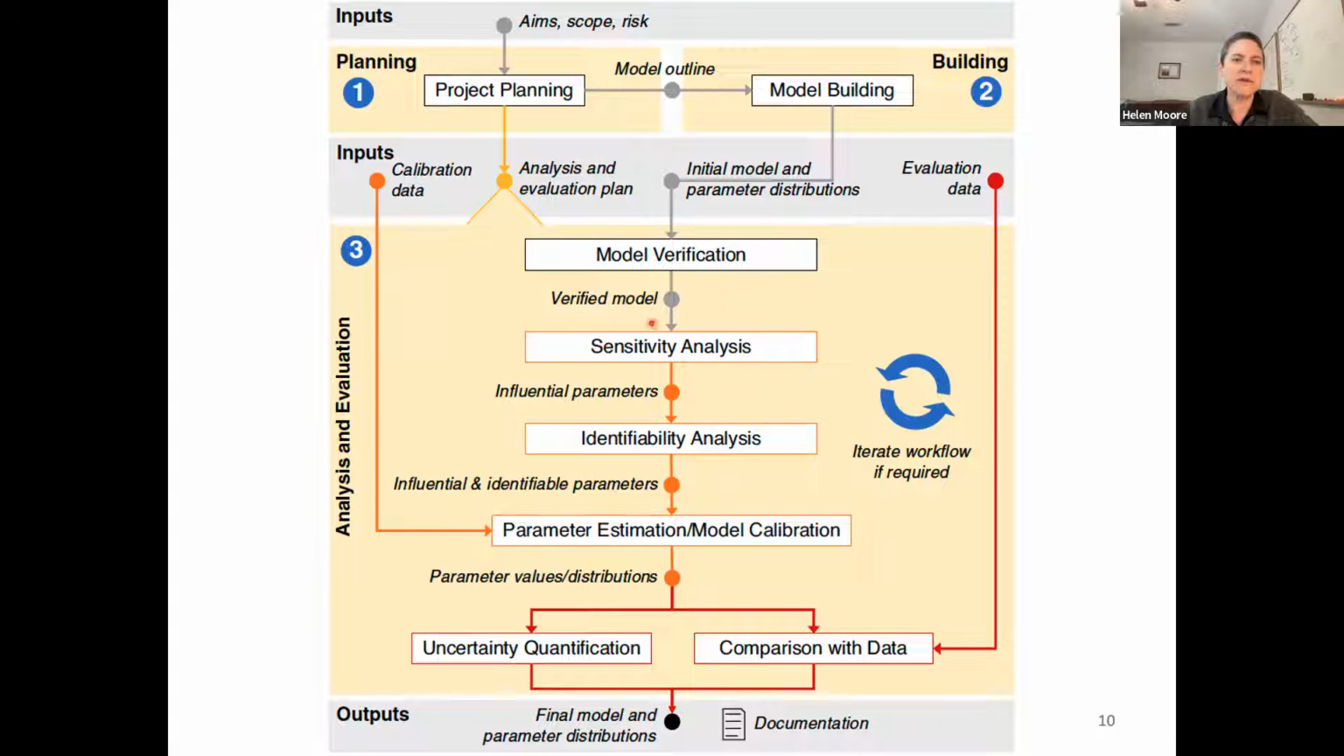Once we've done that, we have our verified model. Then we can start the real exploration of the structure of the model. So we would run sensitivity analyses of various types.